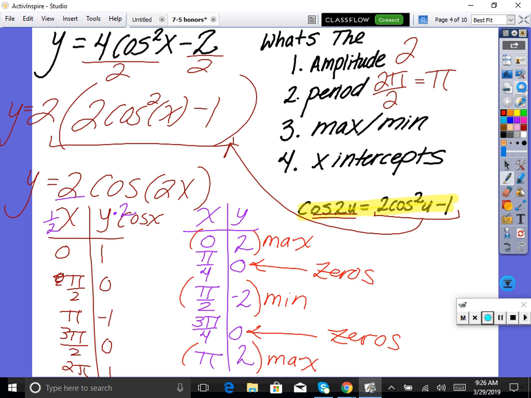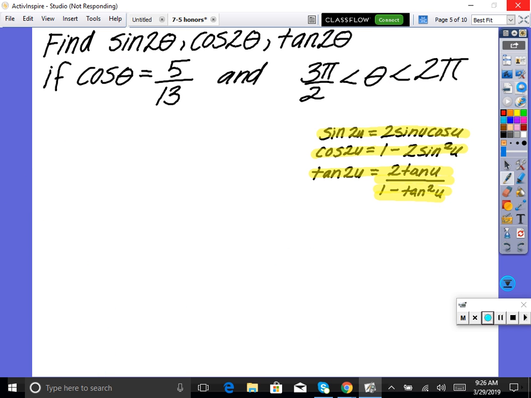Let's go to the next example here. It says find the sine of 2 theta, the cosine of 2 theta, and tangent of 2 theta, given cosine of theta is 5 over 13. Now it tells us our theta is between 3 pi halves and 2 pi. So obviously, guys, if cosine of theta is 5 over 13, we're not talking unit circle, are we?